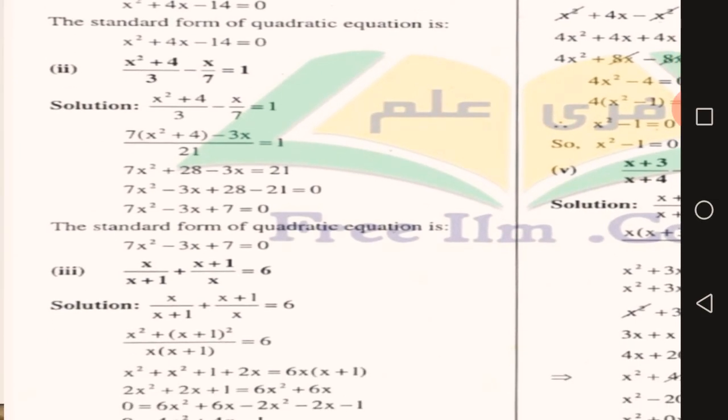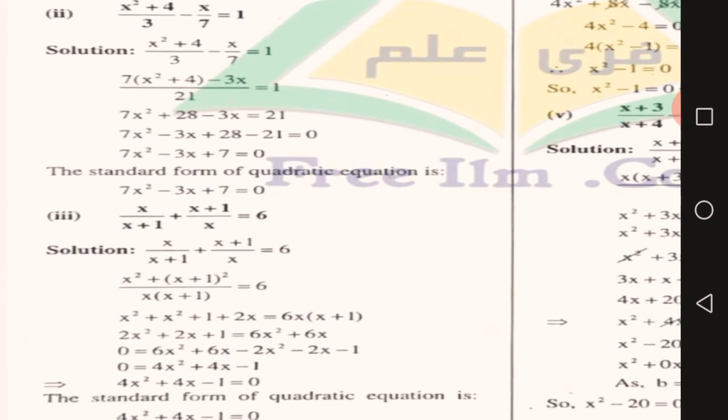Like in the second part, (x square plus 4) by 3 minus (x plus 7) by 1 is equal to 1. Here, because these fractions are present, we will take the LCM. We have taken the LCM, that is 21. So after taking the LCM, solve it: 7 will multiply by x square plus 4, minus 3x. After solving it, we put all the values on one side of the equation and 0 on the other side. So that becomes a standard equation.